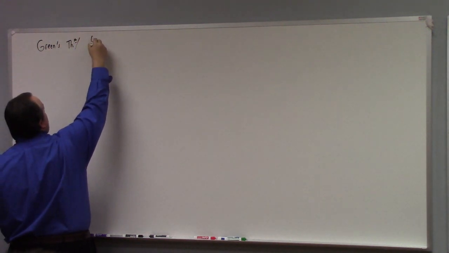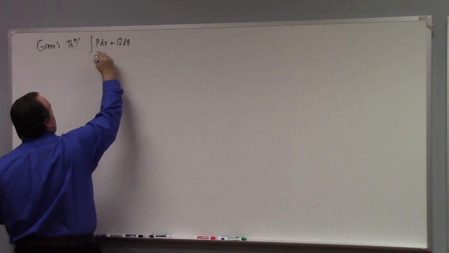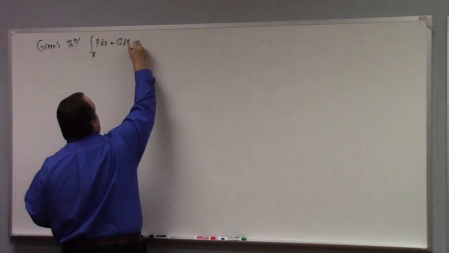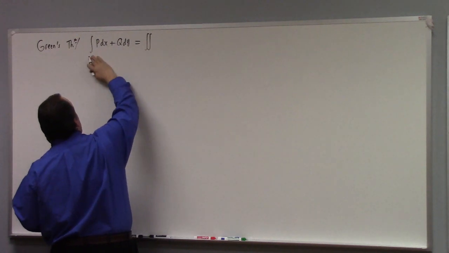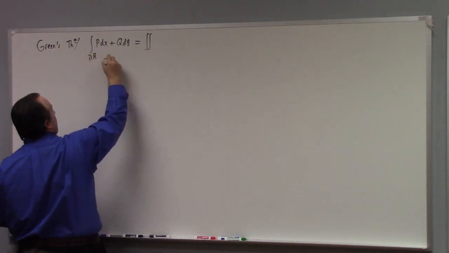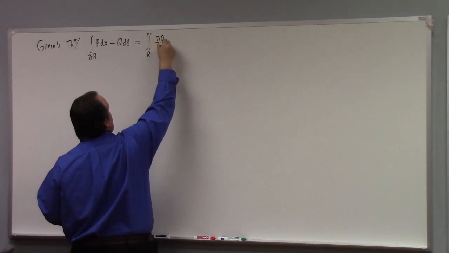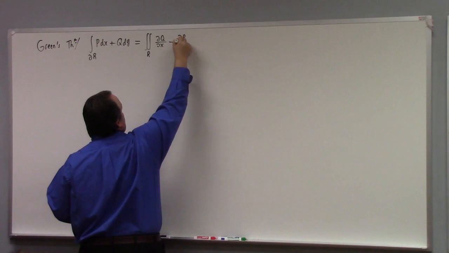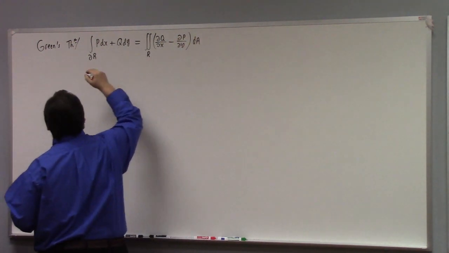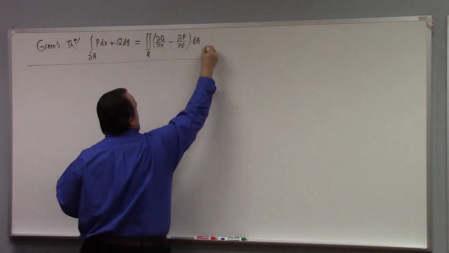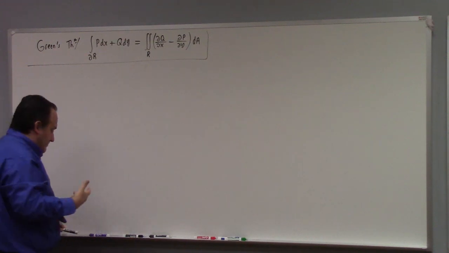It says the integral of P dx plus Q dy over the boundary of the region is equal to the double integral over the region of partial Q partial x minus partial P partial y dA.